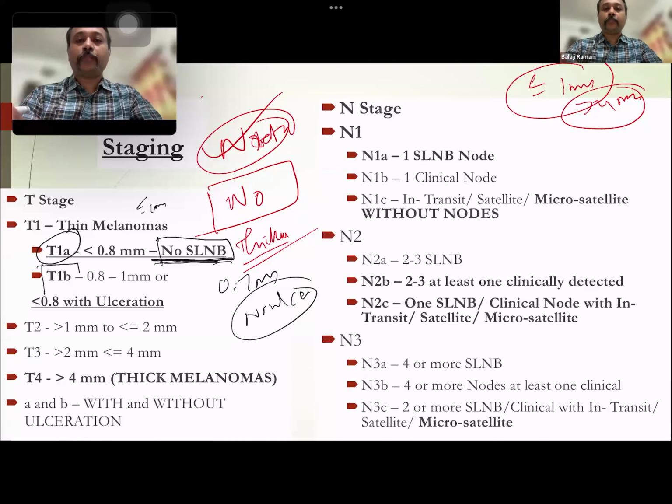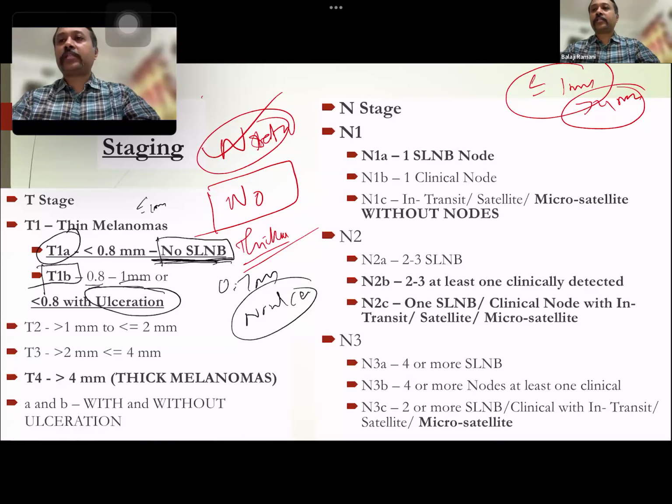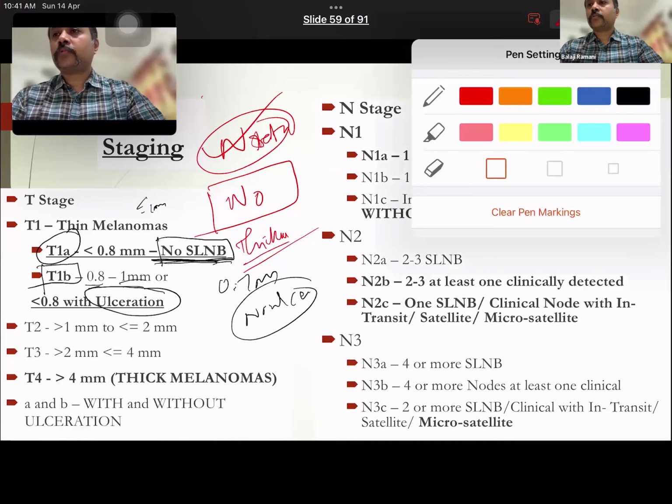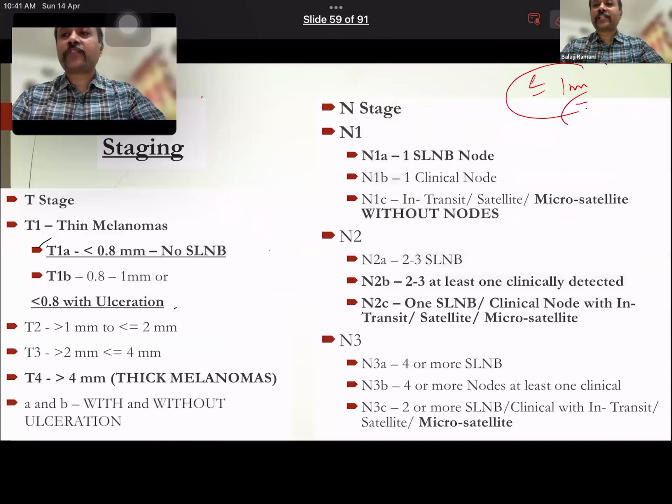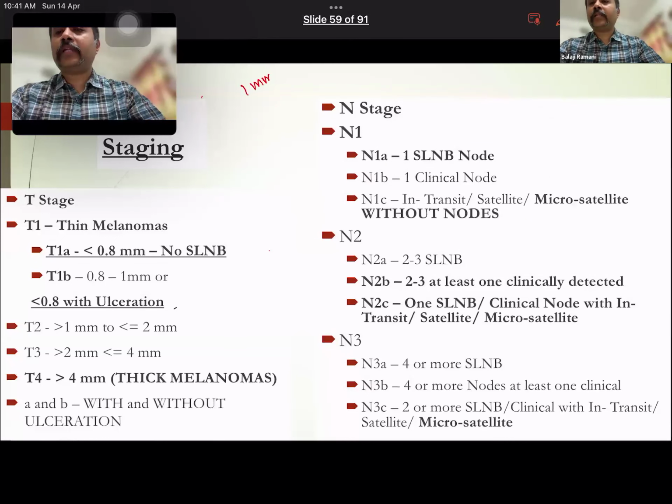Then you have your T1B lesion, which is 0.8 millimeter to 1 millimeter, or if it is up to 0.7, but with ulceration. In general, grossly, when you look at it, for all melanomas, remember this classification, it's a difficult thing to keep remembering how it works and all that. Okay, so the simple way is up to 1 millimeter thickness. It is a T1 lesion. In all melanomas, A is without ulcer, and B is with ulcer. Okay, then the thickness less than or equal to 1 millimeter, you already saw, is T1.